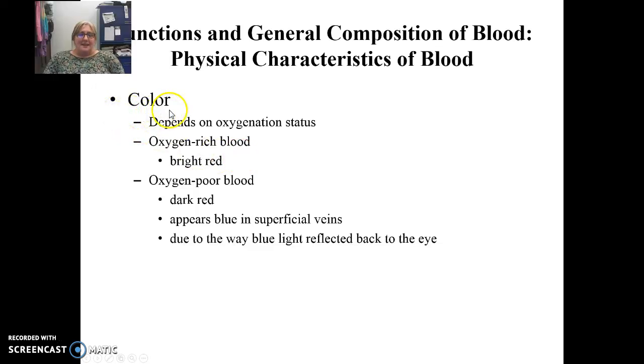So blood has a specific color. It's red. Blood is always red. Even when you see your veins looking like this bluish color, it's still red inside. It doesn't turn red when oxygen hits it. It's always red. The deepness of the red is going to be influenced by how much oxygen is in the blood. So oxygen-rich blood is going to be very bright red. Oxygen-poor blood is going to be very dark in color.